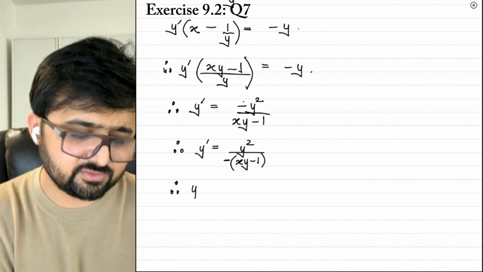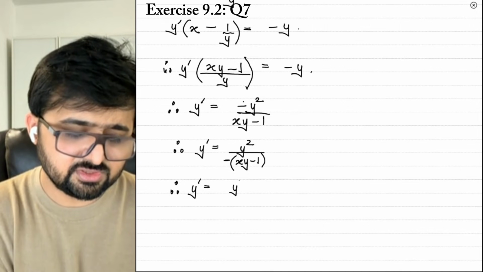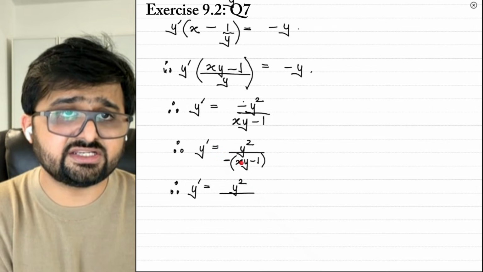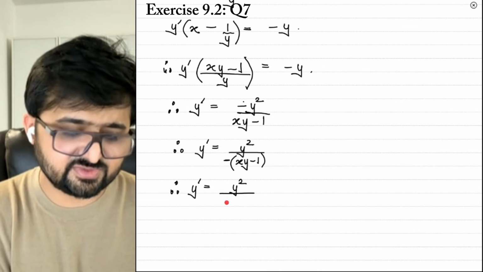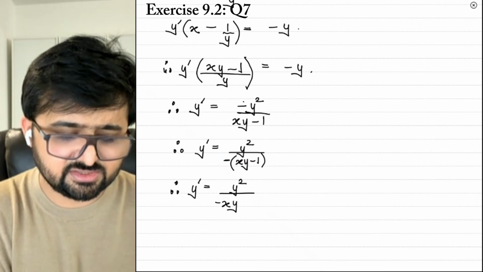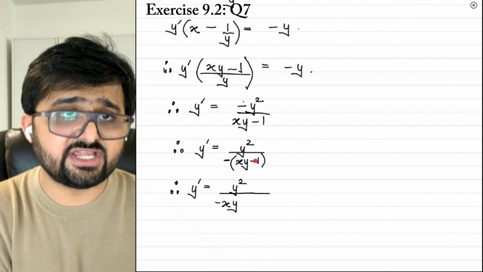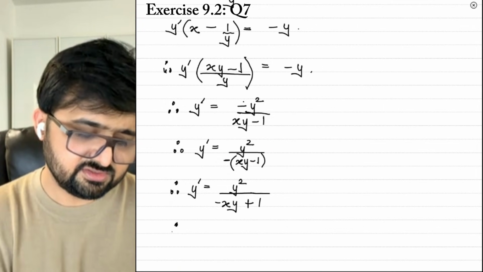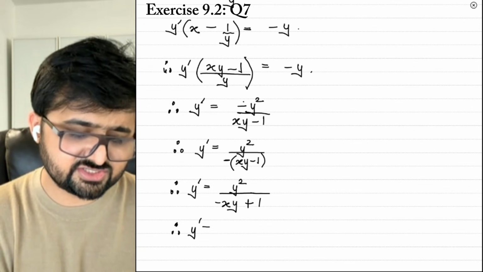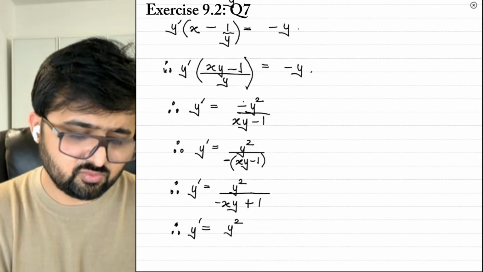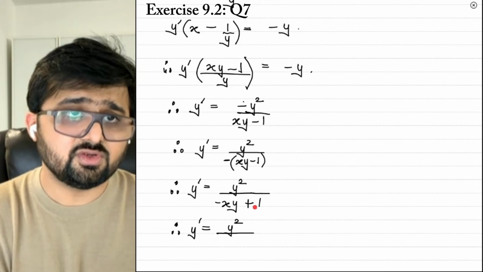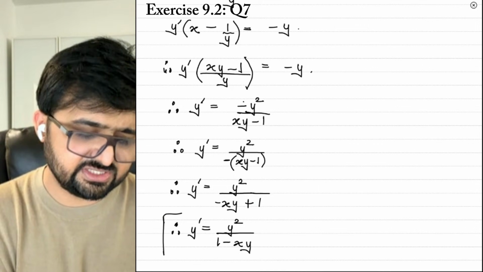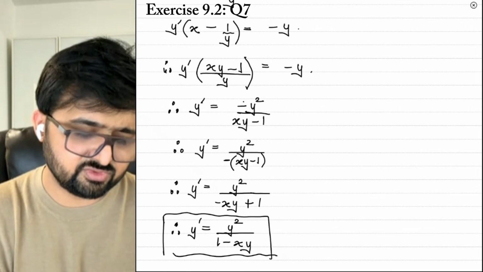So therefore we get y dash is equal to y square divided by, now minus times xy is minus xy, and minus 1 times minus 1 is plus 1. Okay, so therefore y dash is equal to y square upon 1 minus xy. That is what we needed to prove.